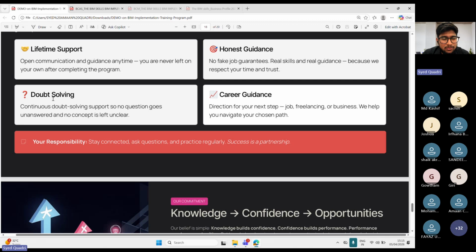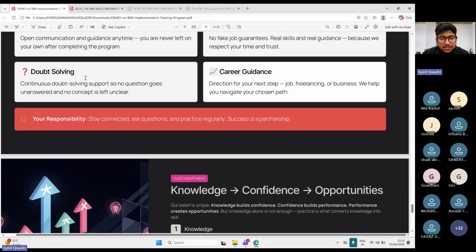But who can raise the doubt? You can only raise the doubt. Who can ask questions about career? You can only ask. Who can seek the guidance? You can seek the guidance. And who wants the support? You want the support. So ultimately, we are here to support you, but it's your responsibility also to communicate and stay connected. Okay. If you're not staying connected to seek all of these things, we will not be able to do anything.